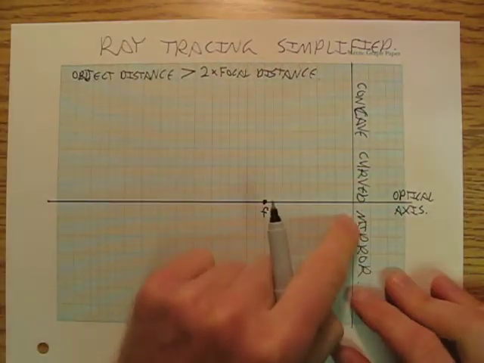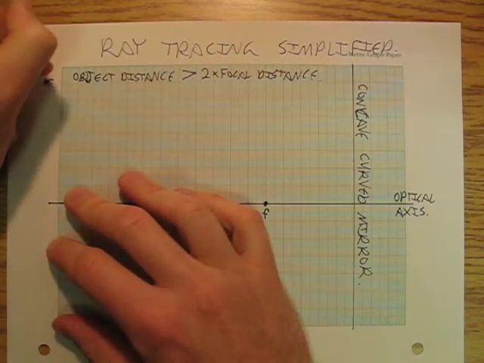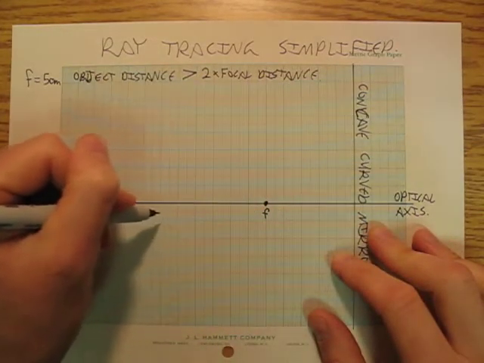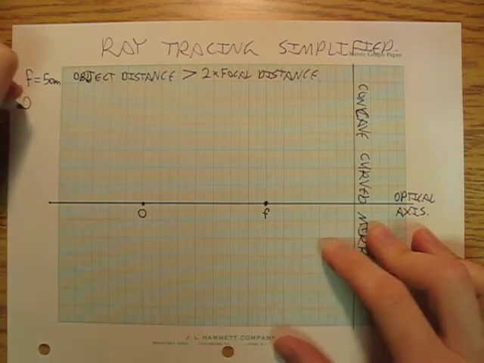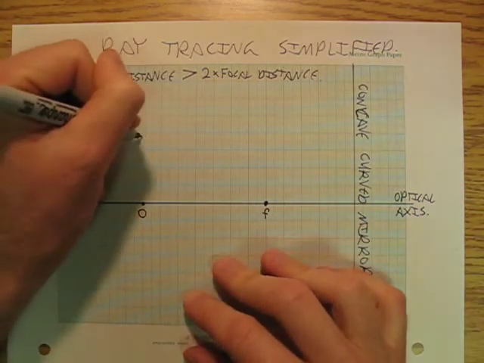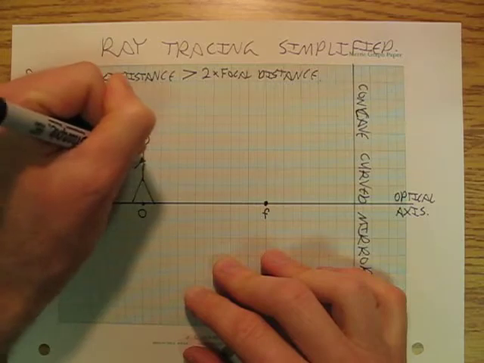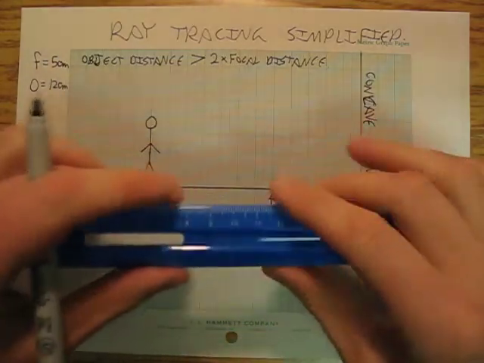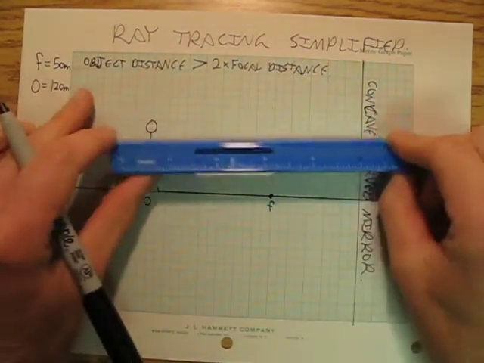Okay, so I've got a focus of 1, 2, 3, 4, 5. So in this case, my focus is 5 centimeters. And so I'm going to go 1, 2, 3, 4, 5, 6, 7. I'm going to go out to here, and I'm going to put my object. It's going to be 12 centimeters, and I'm going to make a little person. I've got ray tracing worked examples, so I'm just doing this on video so you can see how it goes, but you can also look at my worked examples.